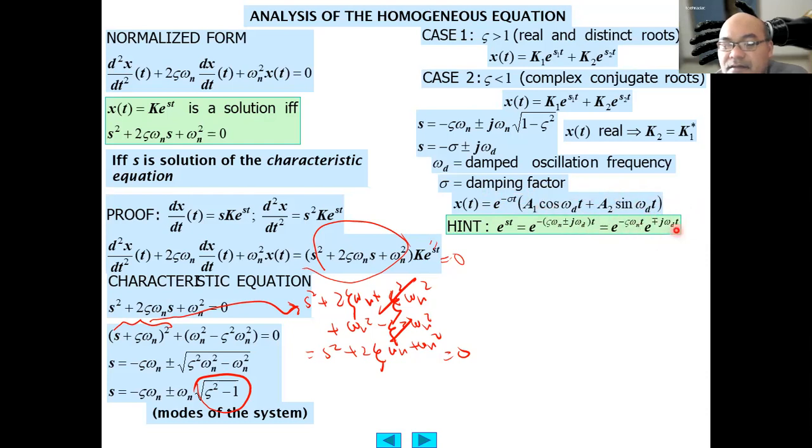Here, exponent minus plus j omega d t equals cosine. Remember, this is from Euler's rule in engineering mathematics. So exponent j x equals cosine x plus j sine x. Similarly here, exponent minus plus j omega d t equals cosine omega d t minus plus, because of this, j sine omega d t.